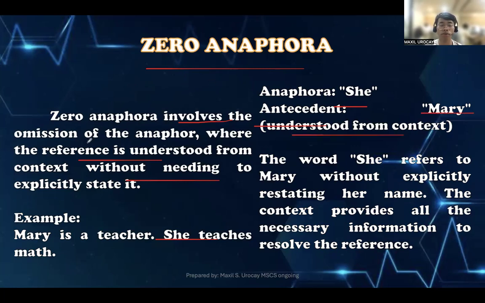So if you will be working with this, "she" is referring back to Mary already. The word "she" refers to Mary without explicitly restating the name of Mary. The context provides all the necessary information to resolve the reference, and that is really good since in zero anaphora we're able to simplify that easily.